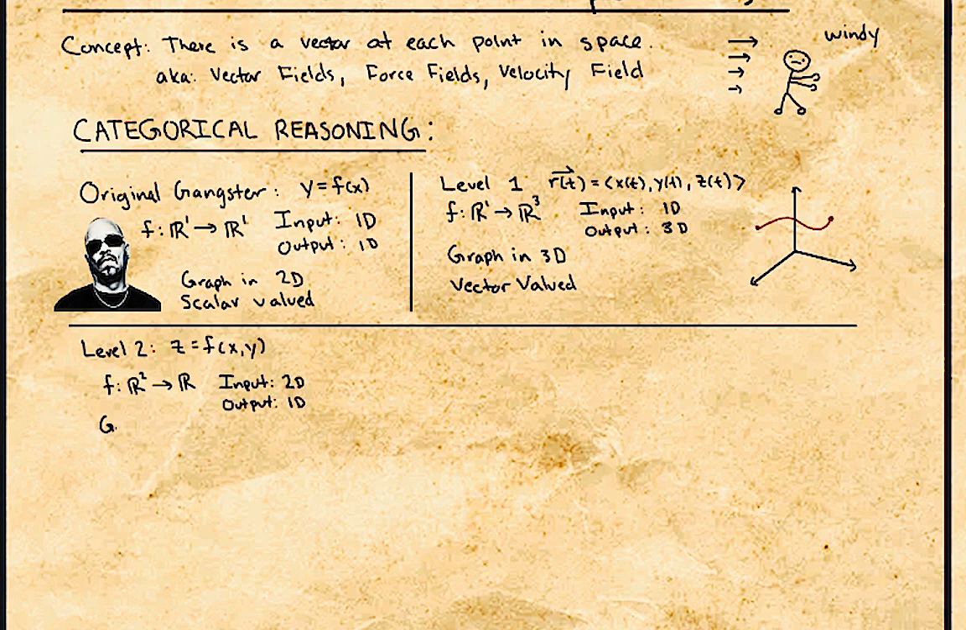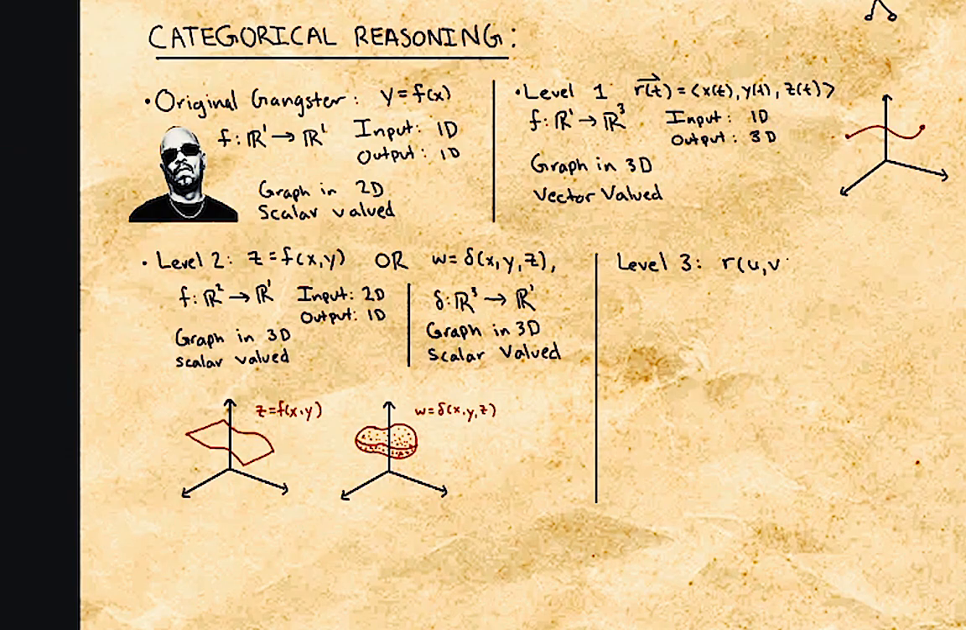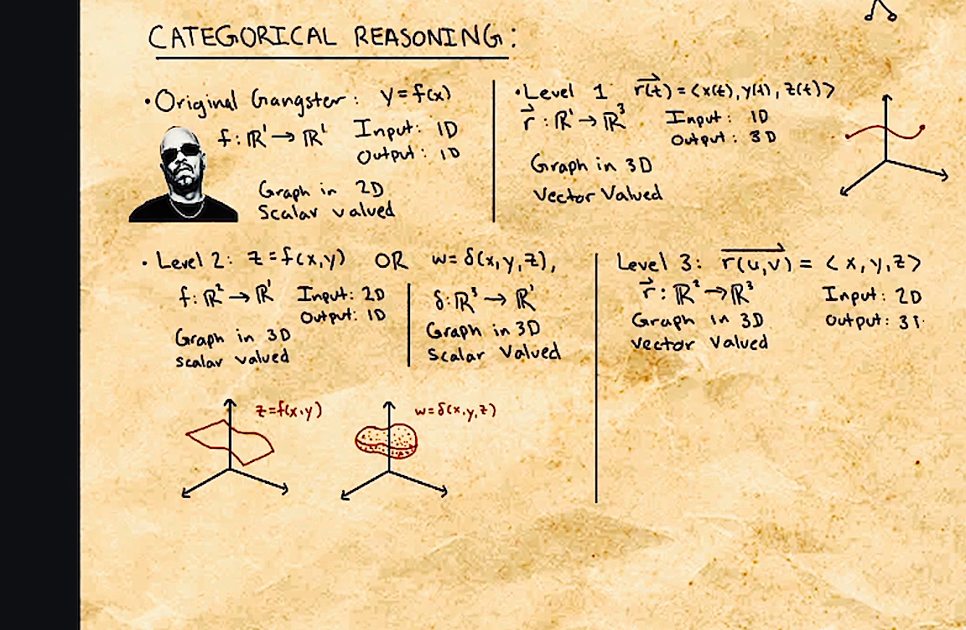Level 2 is scalar-valued functions of multiple variables. If the input is two-dimensional, we've been thinking of them as surfaces. And if the input is three-dimensional, we've been thinking of them as density.